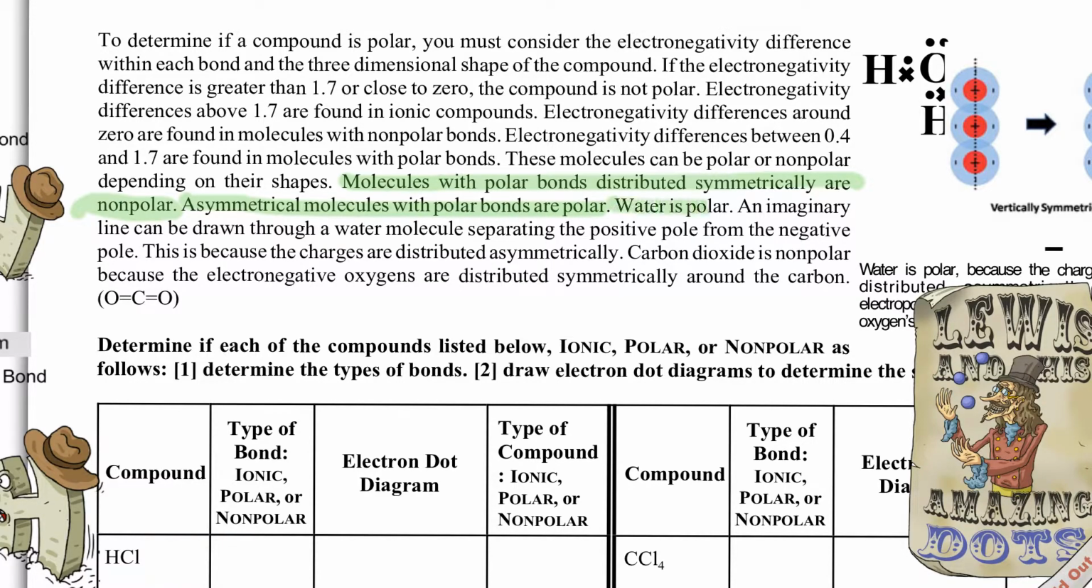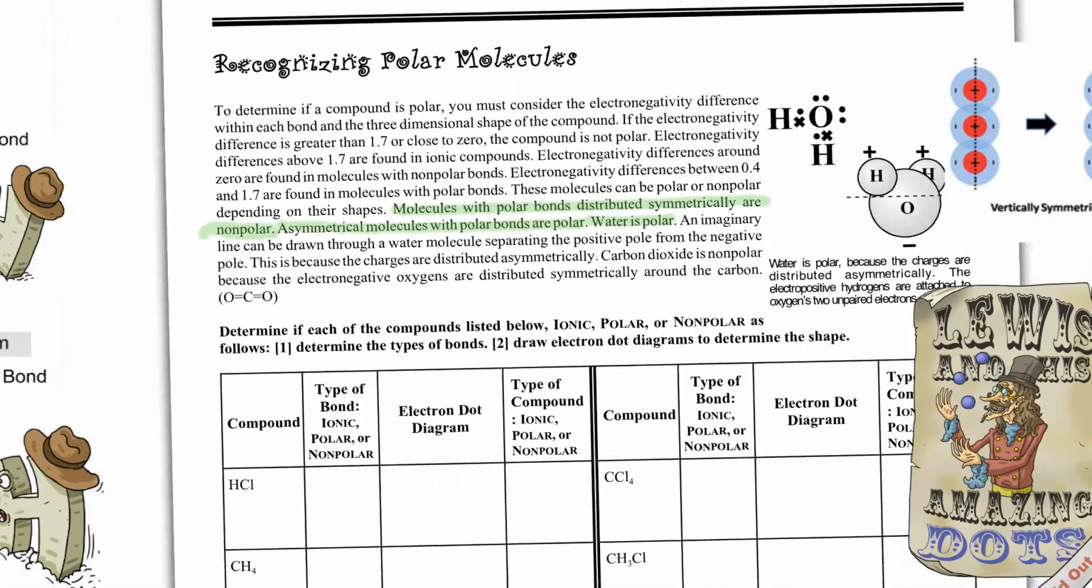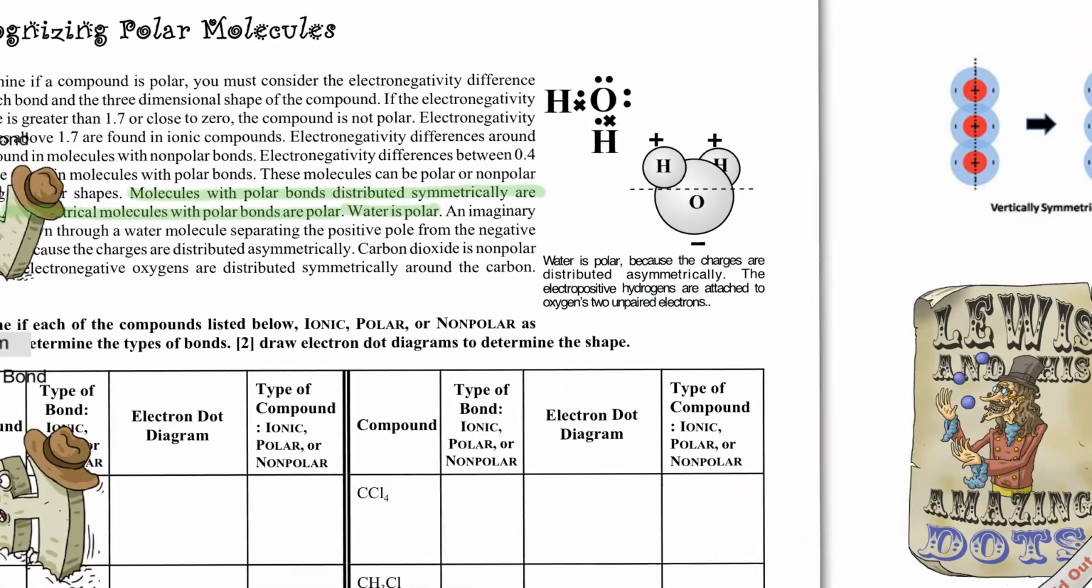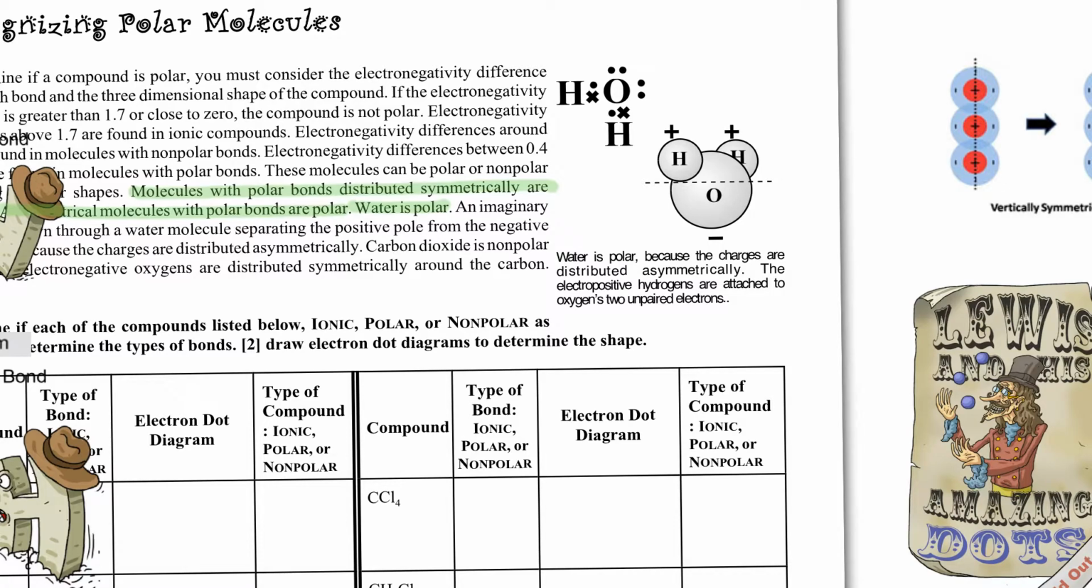For example, water is a polar compound. An imaginary line can be drawn through the water molecule, separating the positive pole from the negative pole. And that's what that looks like here in the picture. If we took a water molecule, we would be able to bisect that molecule, and we would get one half that was very weakly electronegative and one side that was very strongly electronegative. So we would have an unequal balance of where the electrons are. So that's what makes that polar.